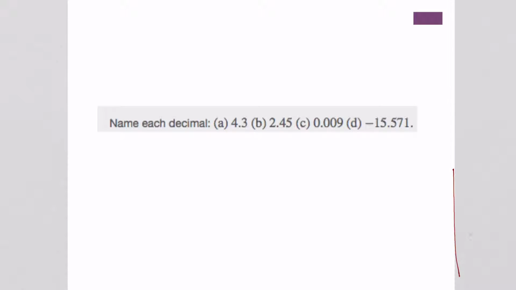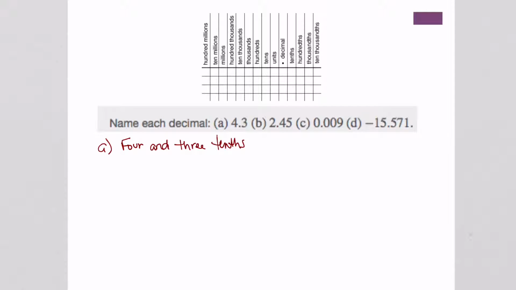Alright, so let's take a look at A. So this would be called 4 and 3 tenths. Okay, and I went ahead and added the picture up there so that you could see this. So we had 4.3.